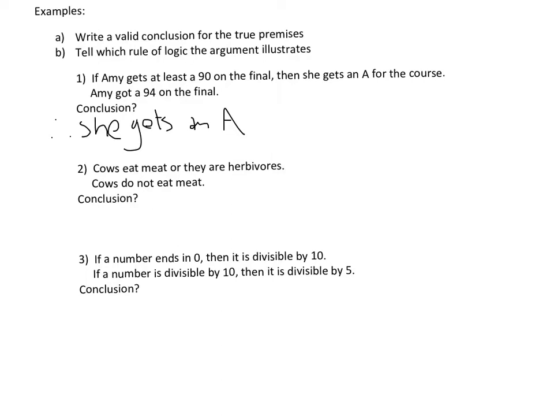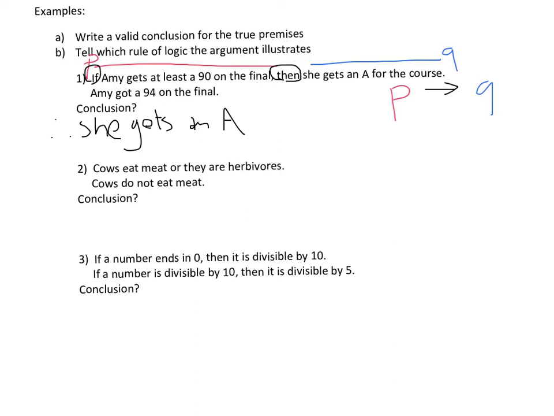Well, I'm going to go back to my P's and Q's and think, how did I get to that? If Amy gets at least a 90 in the final, that is like a P. I noticed right away I have this if-then statement. If Amy gets at least 90 in the final, then she gets an A for the course. So, I see an if P, then Q.